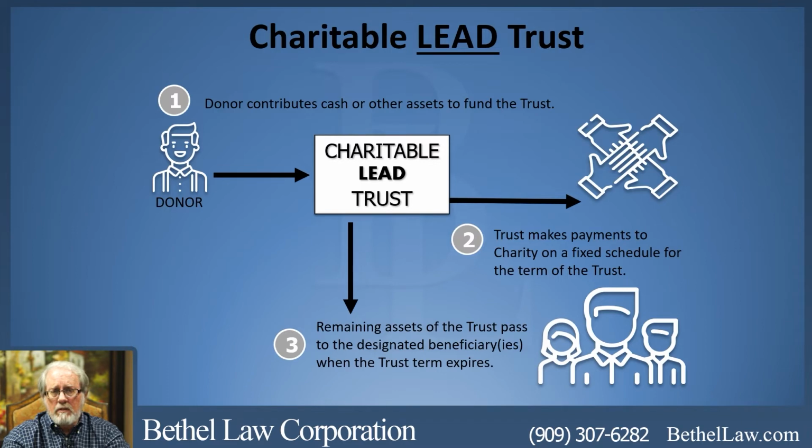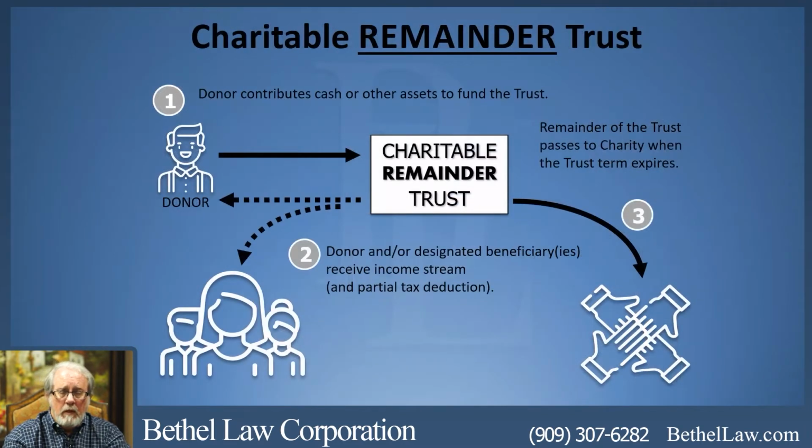Now, the other type of trust that we do get involved with, and most people usually pick, is a charitable remainder type trust. So again, how this is done is that the donor, you as the trustor of the trust, contributes the property to the charitable remainder trust. Now, instead of the income going to the charity, the income actually goes to you, the family, throughout the term that you pick. Again, 20 years or lifetime.